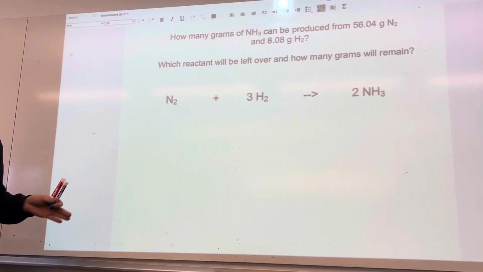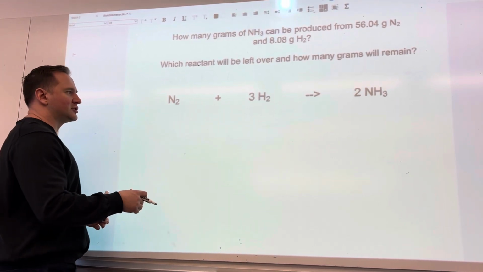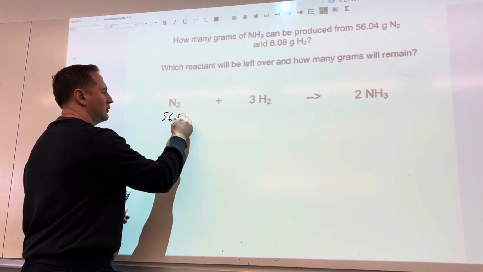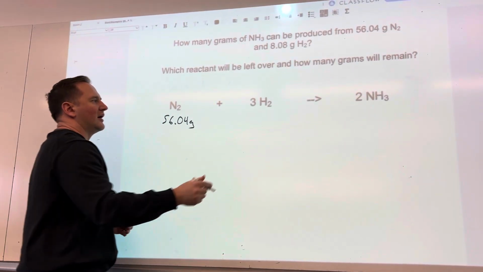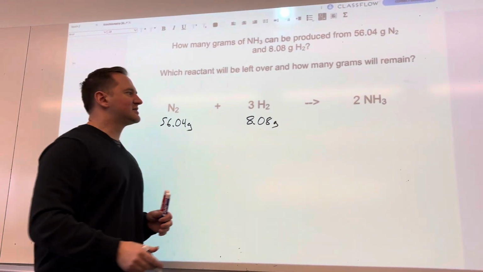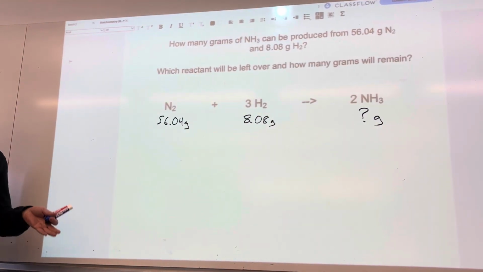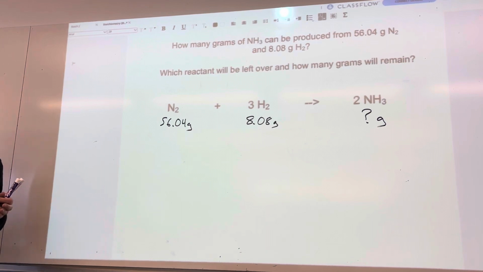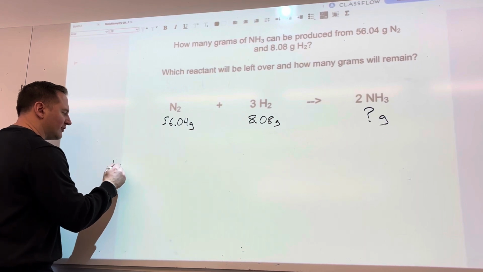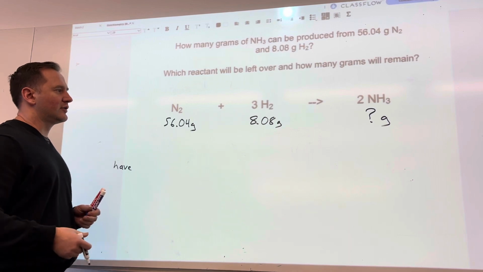So what I like to do first is write down what I'm given underneath the compound or species that is being described. So you have 56.04 grams of nitrogen. You have 8.08 grams of hydrogen. And the first thing we're looking for is the number of grams of ammonia that will be produced. So what we're always going to want to do when we're comparing amounts of materials involved in a chemical reaction is go to moles. So we're going to take a trip to Mole Town and figure out how many moles of each substance we have. Then we'll figure out how much we need, and then we'll figure out how much is left over.